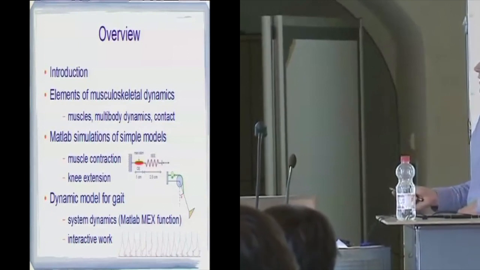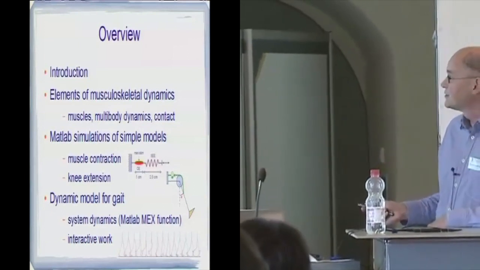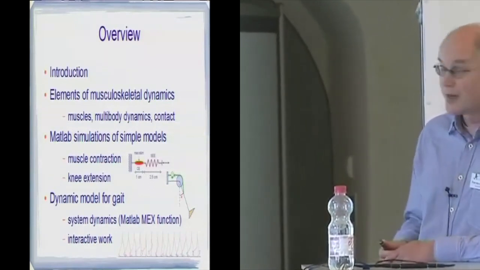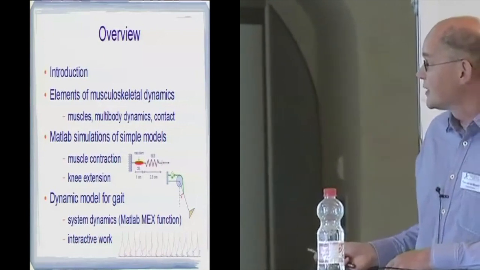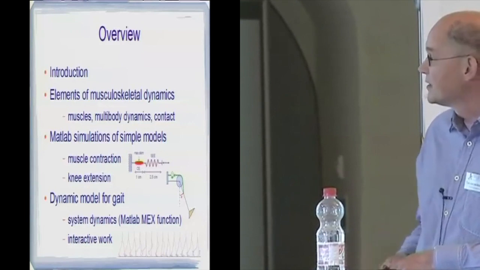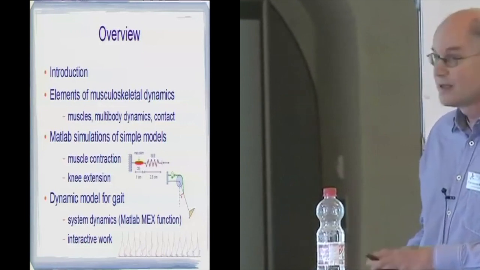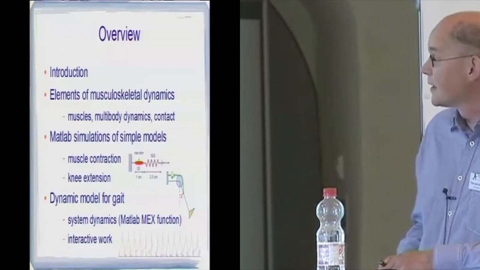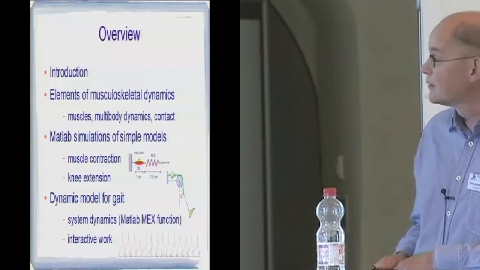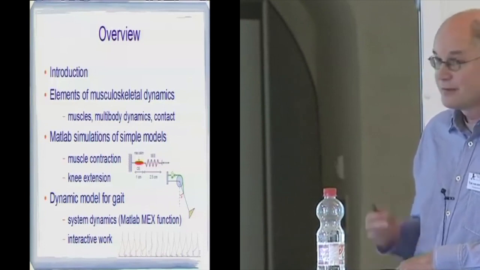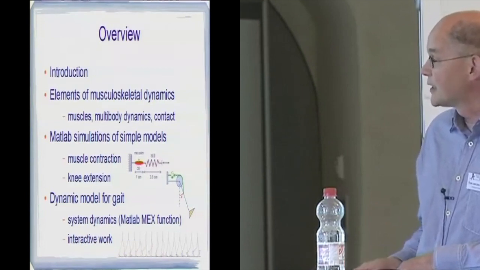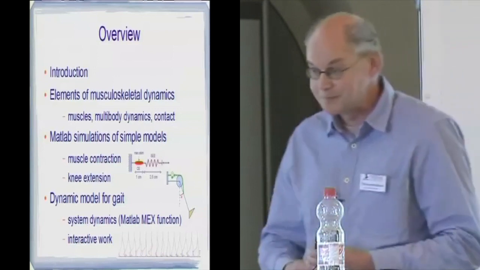The first one is an isolated muscle contraction, which is very similar to the type of experiments they do on isolated muscles in animals to identify muscle properties. And then the second one is a 1 degree of freedom knee extension, where you have a muscle model and you have a skeletal dynamics component as well. And then you can see how they interact. And then finally, there's a dynamic model that's suitable for gait and walking simulations that I've provided on the flash drive. And we're going to talk about the system dynamics and do some interactive work with that.